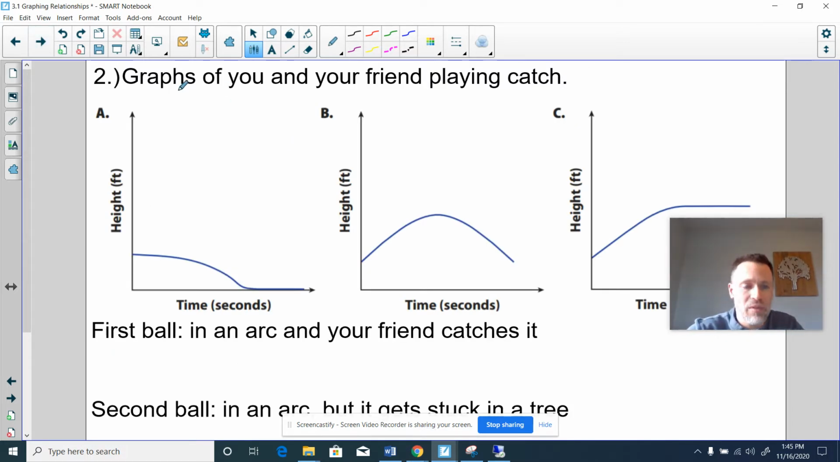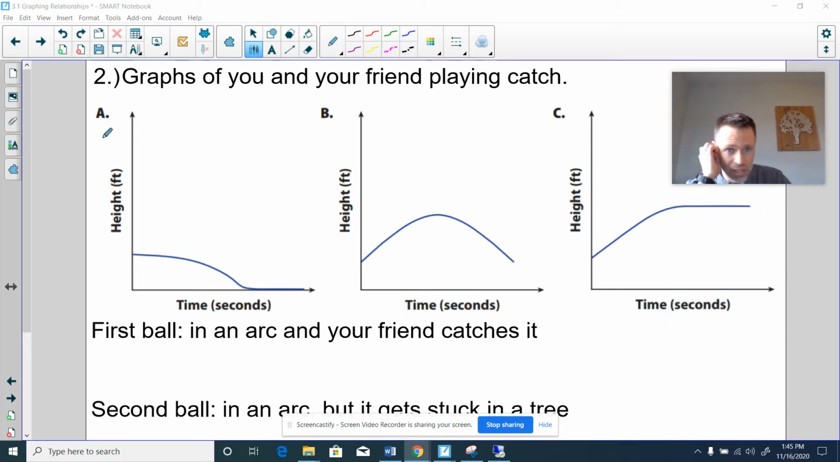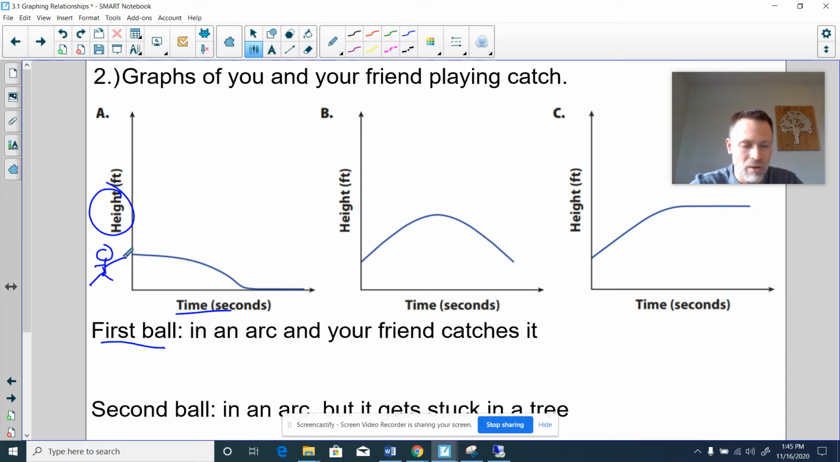Okay, another example of this, graphs of you and a friend playing catch. Again, we have graphs A, B, and C. We have to match them with the description. First, the first ball that you throw is in an arc and your friend catches it. So I throw the ball and my friend catches it. I look at this graph, this is the height over time in seconds. That means it started at probably, I can even draw a stick figure here. The dude threw the ball, now it's going this direction and it probably is on the ground, because I'm standing on the ground.